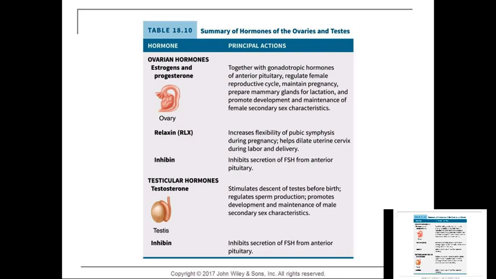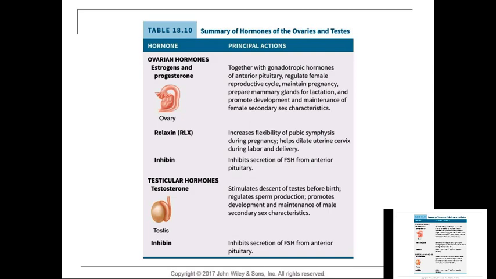Right, that's really going to prepare the uterus for pregnancy. It's going to prepare the mammary glands for lactation, promote the development of maintenance of the female secondary sex characteristics, especially estrogen. Relaxin is going to increase the flexibility of the pubic symphysis during pregnancy, allowing dilation of the uterine cervix. Inhibin inhibits the secretion of FSH, the follicular stimulating hormone.